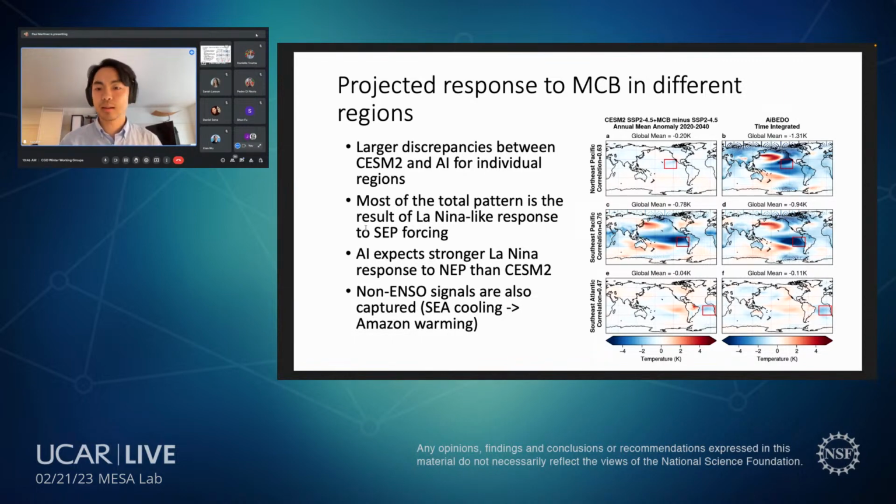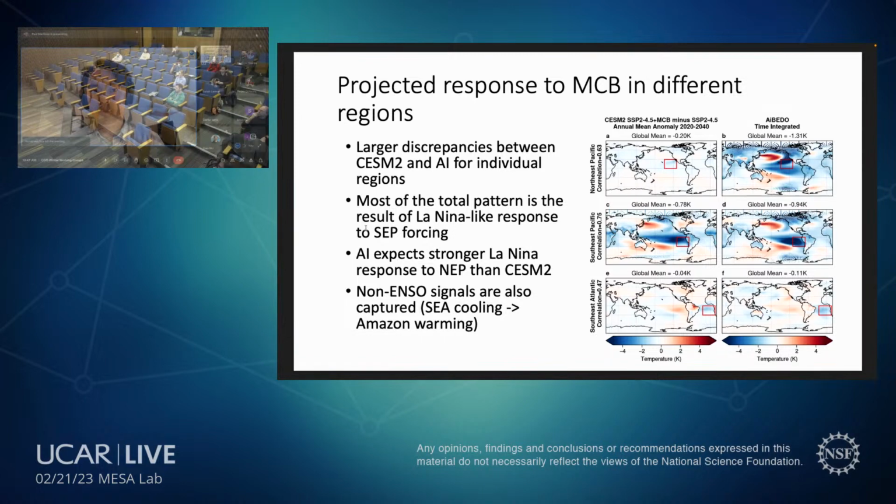And so essentially it appears that the AI model is perhaps overweighting ENSO when it's training. But there are indications that it's learning non-ENSO signals. For example, in panels E and F, I'm showing the Southeast Atlantic response, and we're getting this Southeast Atlantic cooling and Amazon and tropical Pacific warming pattern that we also see in the CESM simulations. Next slide, please.